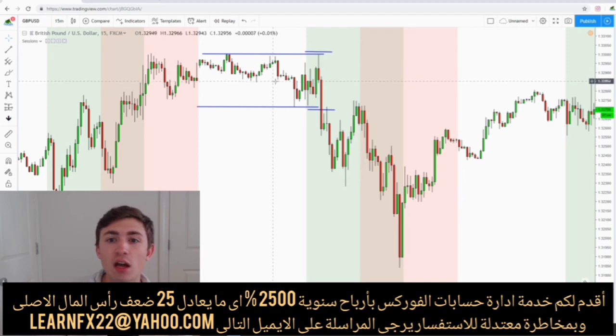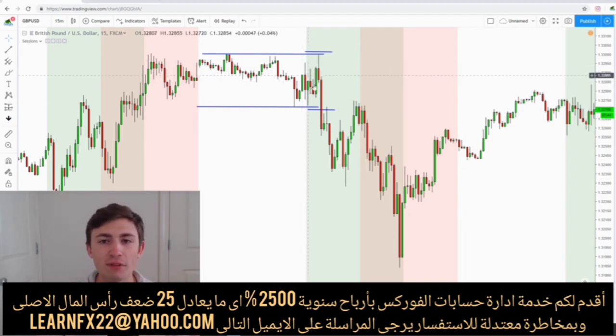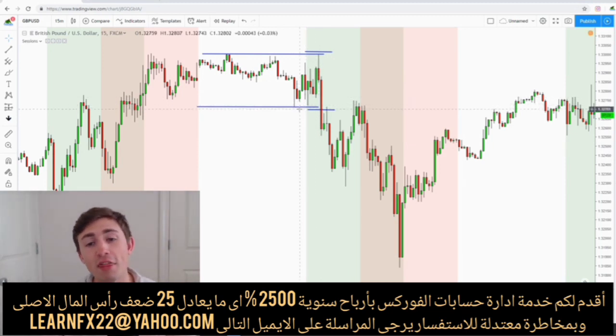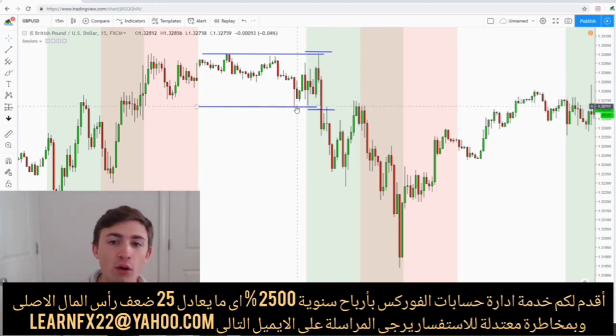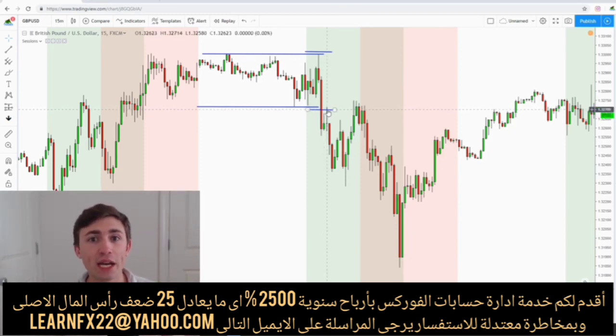So here you can see the London Open starts, we get a little bit of volatility, and soon enough we get a bearish push to the downside that breaks right through that significant level. Now, when that level gets broken, we trigger into a sell stop and we join the move.